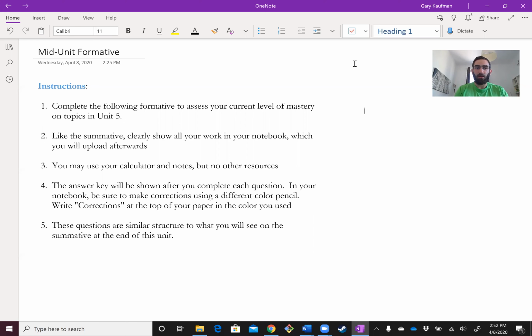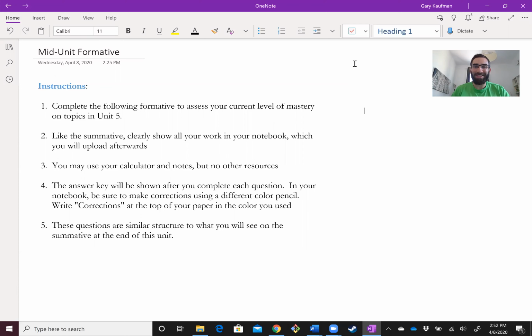The answer key will be shown after you complete each question. In your notebook, be sure to make corrections using a different color pencil. At the top, as I always ask, write the word corrections in the color that you will be using. These questions are similar in structure to what you will expect on the end of unit summative, so make sure you take your time and you work through these with care.